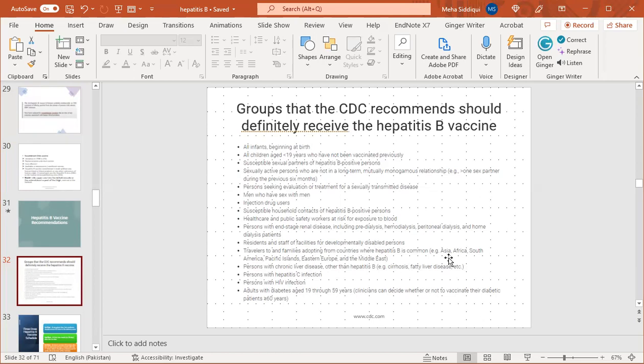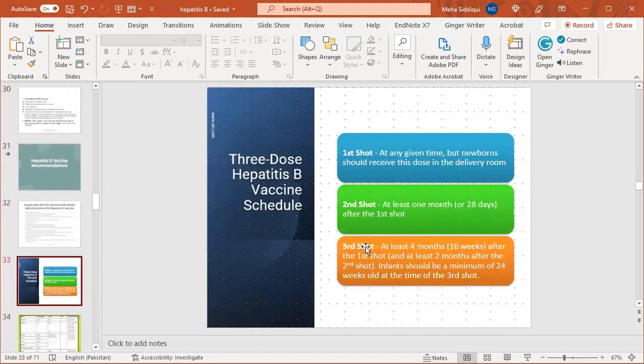So these groups are recommended by the CDC to get vaccination for hepatitis B. The 3-dose hepatitis B vaccine schedule: the first shot is given at any time, but a newborn should receive it in the delivery room. The second shot is given at least 1 month after the first shot. The third shot is given at least 4 months or 16 weeks after the first shot and at least 2 months after the second shot. The infant should be a minimum of 24 weeks old at the time of the third shot.